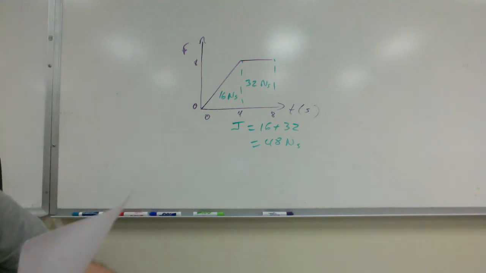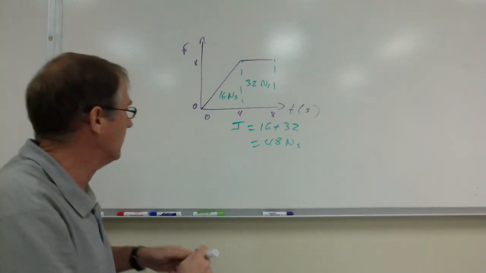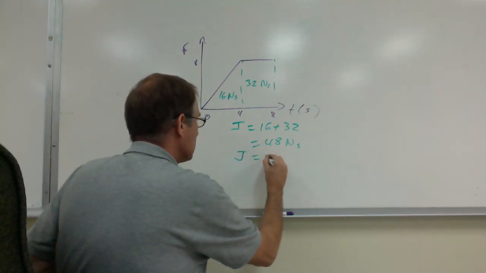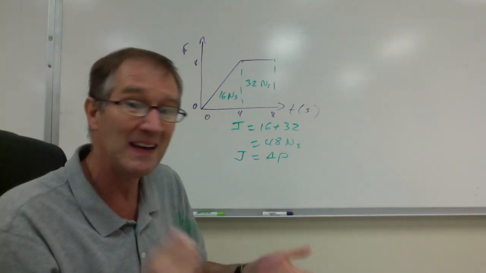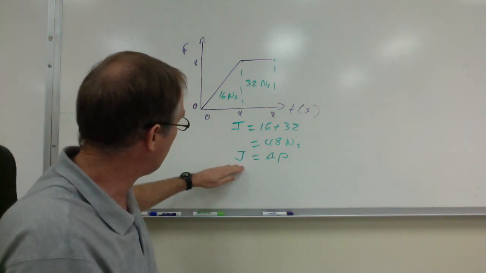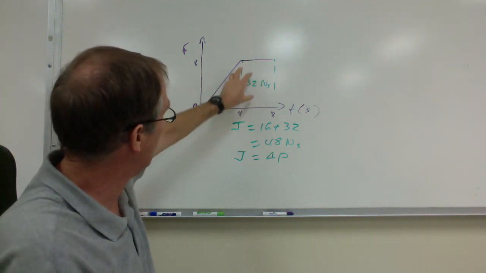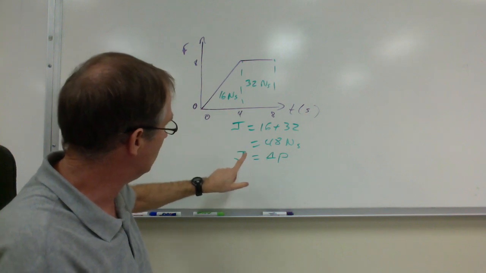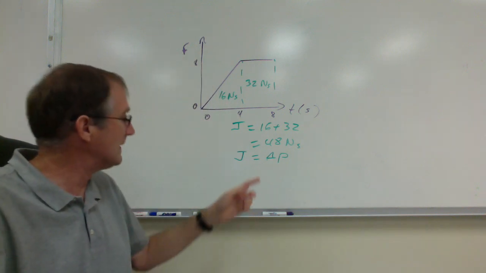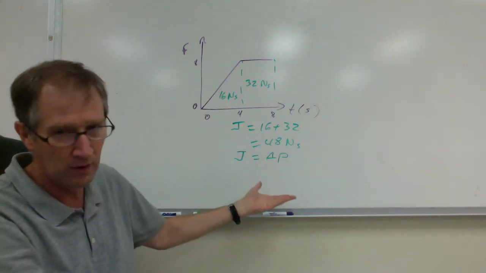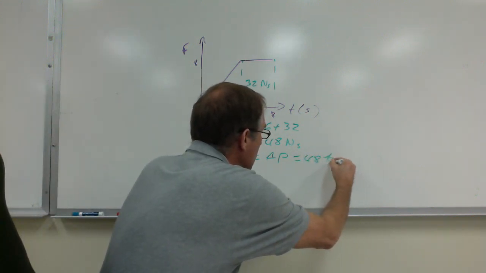Then it asks, what's the change in momentum of the object over the 8-second interval? Well, remember that impulse causes change in momentum. The reason anything changes its motion is because a force is applied over a period of time. Whatever that area is equals that, so the answer has to be 48. The change in momentum is equal to the impulse, so it's 48 newton seconds, or 48 kilogram meters per second.